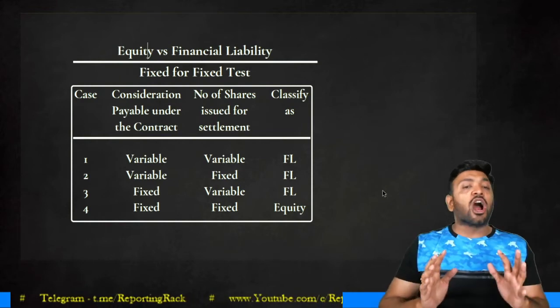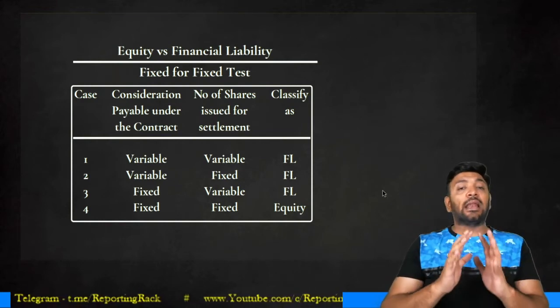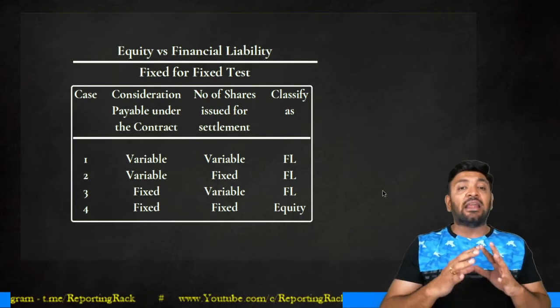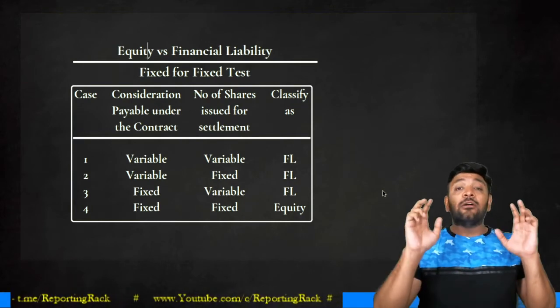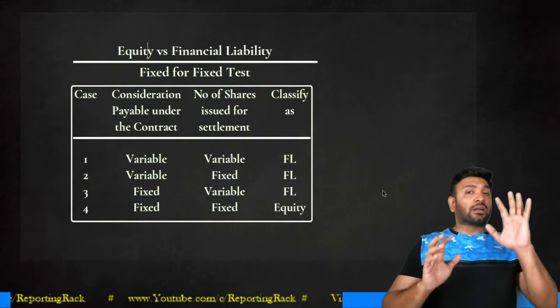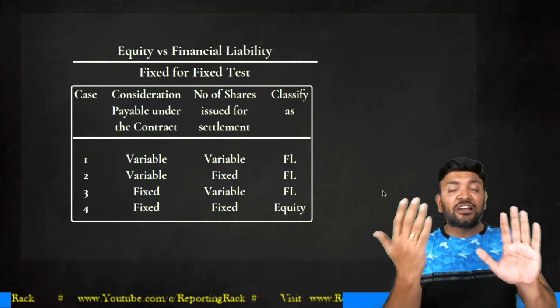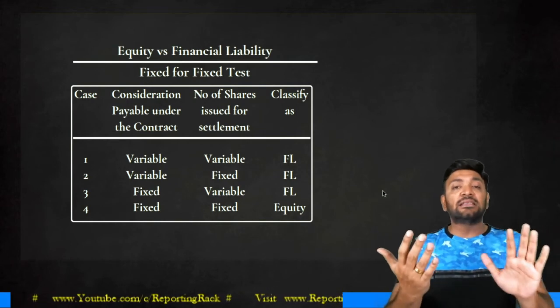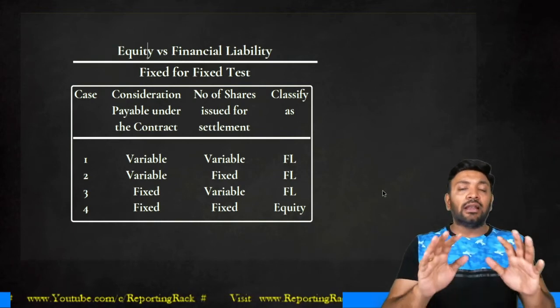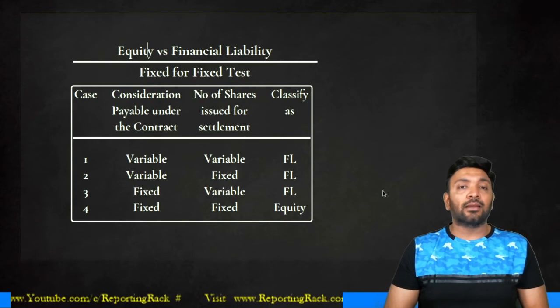And this, in short, is the difference between an equity instrument and a financial liability, which is settled with the help of the fixed for fixed test. If the consideration received under the contract is fixed and it is settled by delivery of a fixed number of equity shares, then it is an equity instrument. If not, it is a financial liability. Clear?